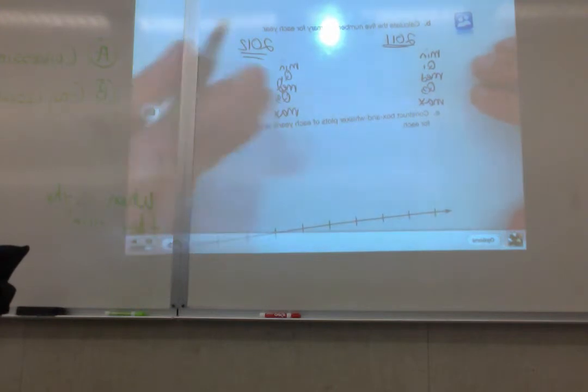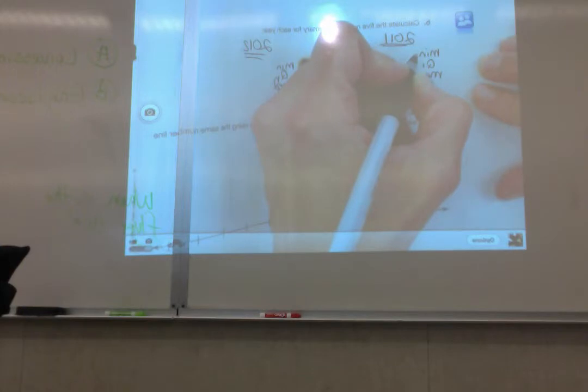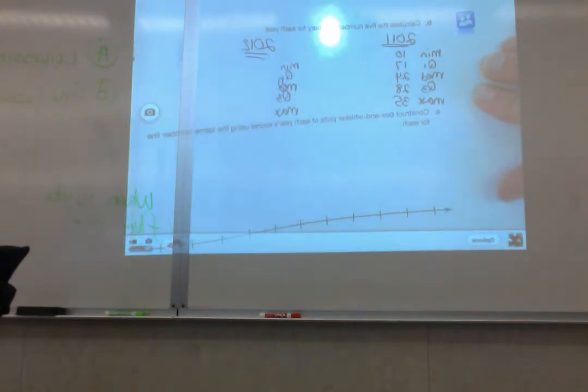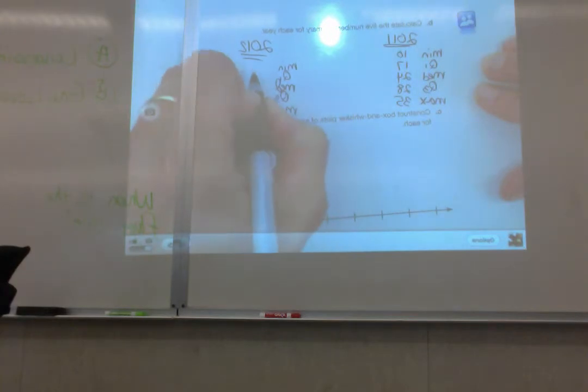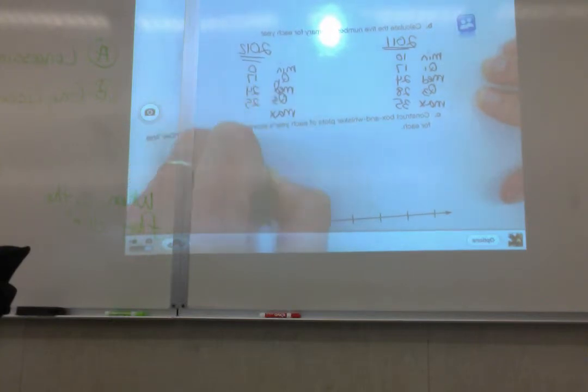Okay, 2011. What do we have? So front tables, do you agree with Anna? Back tables, you're copying this down. Okay, 2012. 0, 17, 24, 25, and the max is 45.